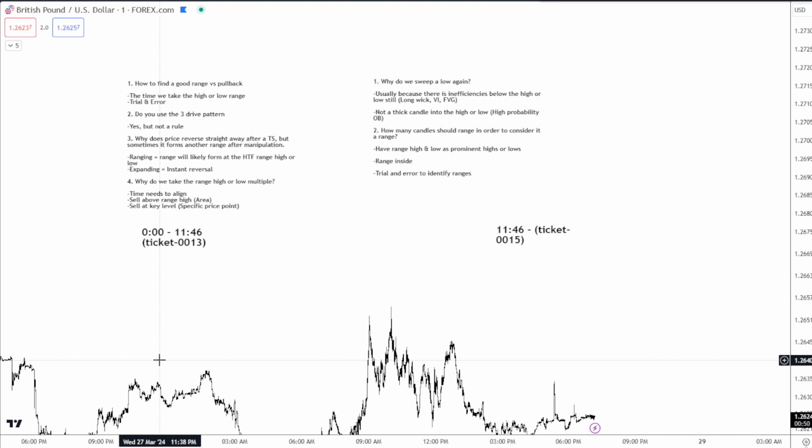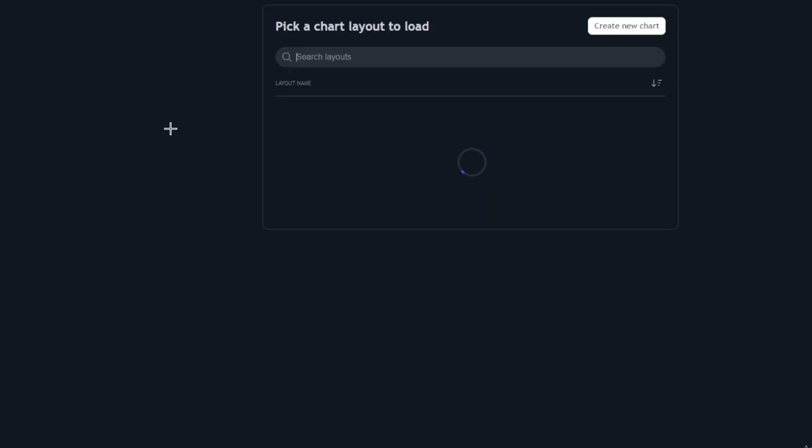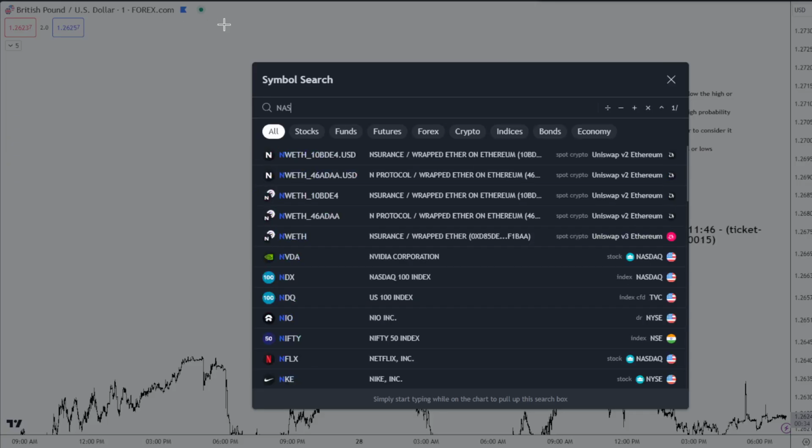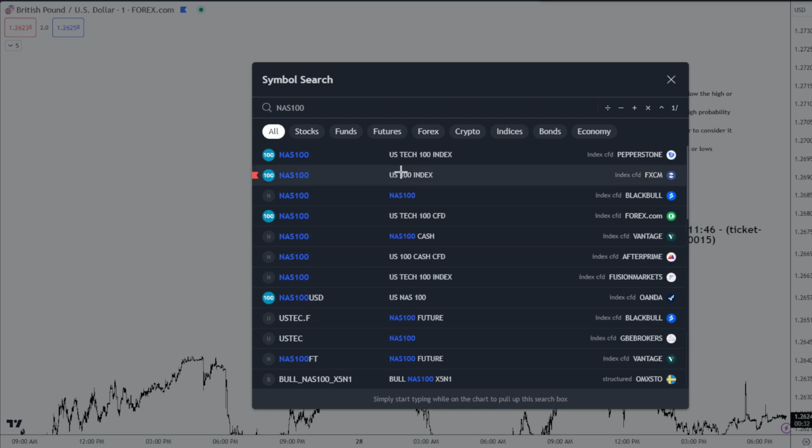But I'm guessing Romeo uses 159 for indices still, but that may be because he trades CFDs, which is the Forex version of Nasdaq. Let me see if it's the same times. Nas 100.